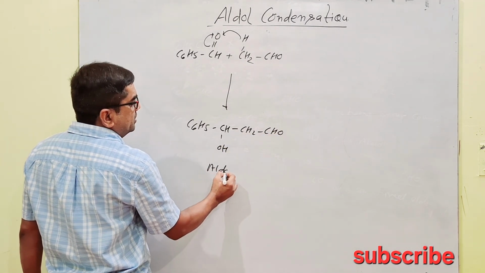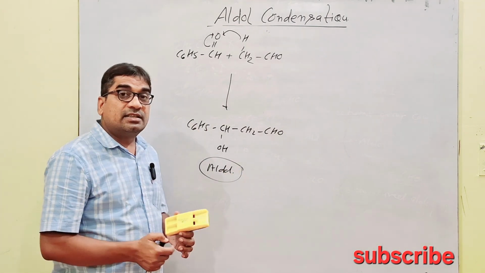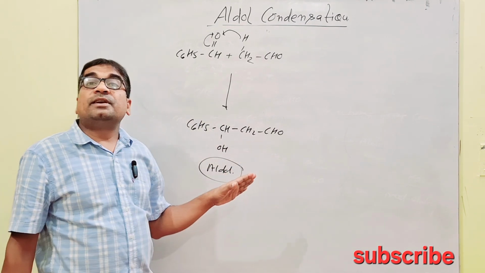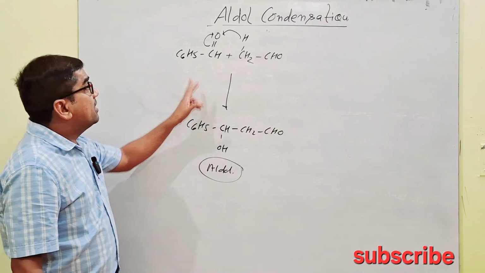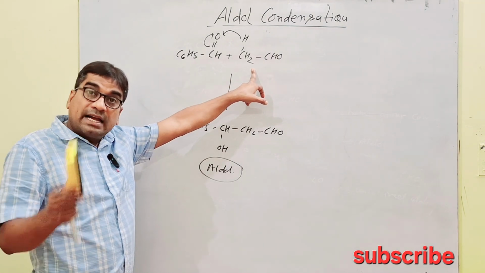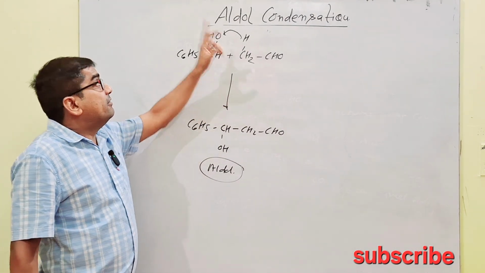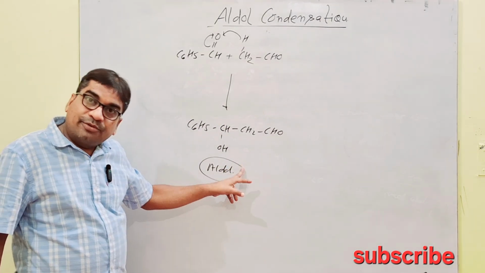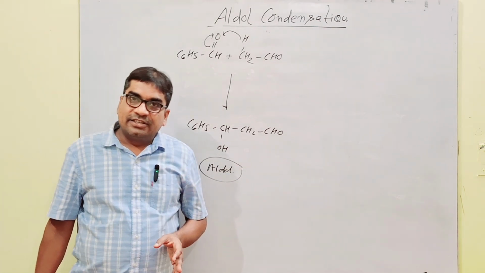Again an aldol is formed. So aldehydes and ketones that don't contain alpha hydrogen will not participate in aldol condensation by themselves, but whenever they come in contact with aldehydes or ketones that have at least one alpha hydrogen, they will undergo aldol condensation and give the product. This is all about aldol condensation. Thank you.